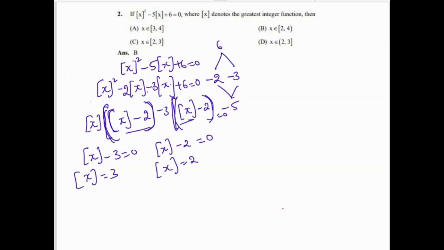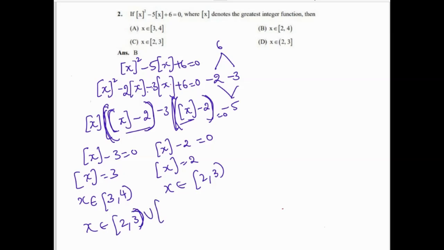Now for the greater integer function, if x is equal to 2, we can write x belongs to [2, 3), and for 3, x belongs to [3, 4). Now the union of [2, 3) and [3, 4) will be x belongs to [2, 4). This is the answer. That is your solution.